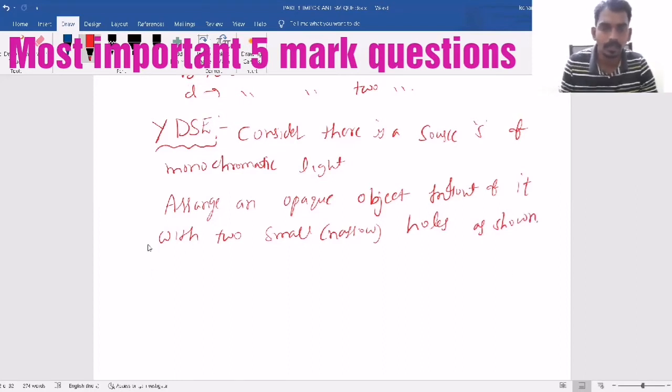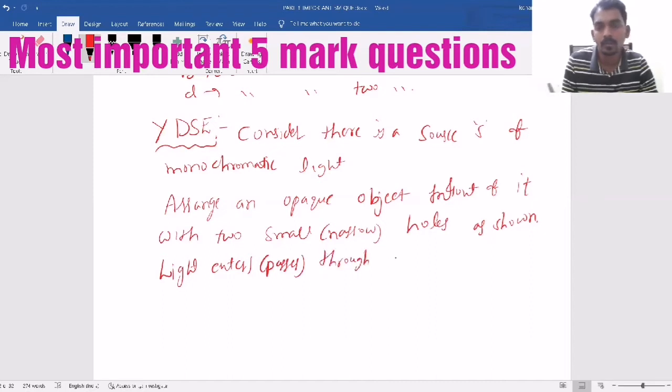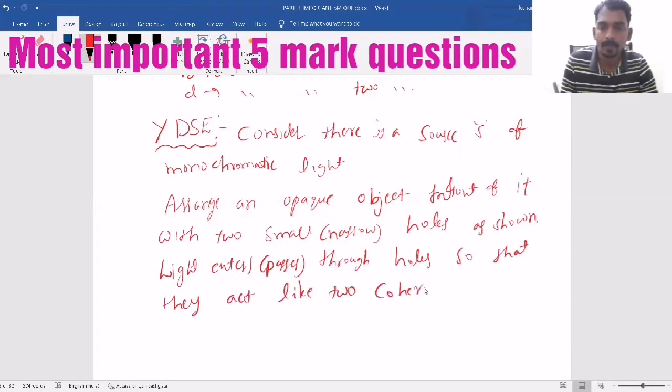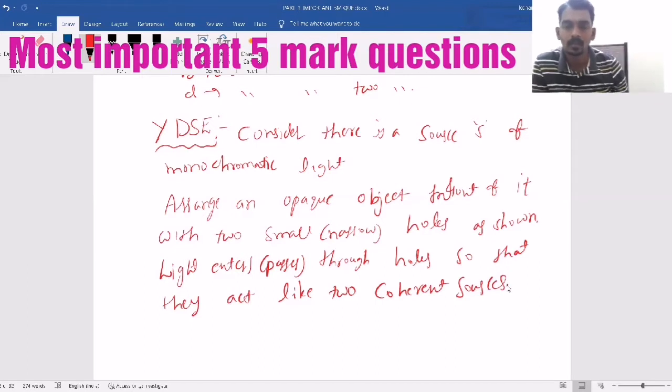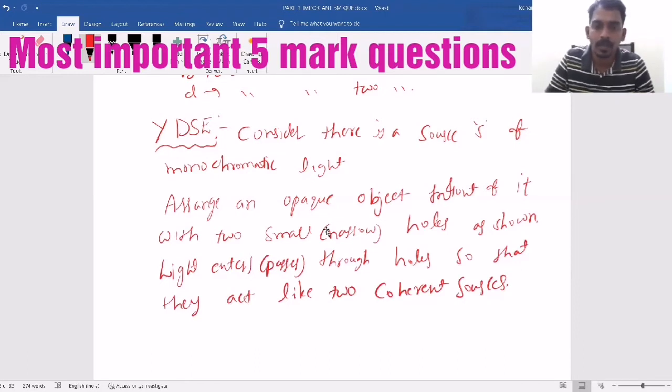Now, what will happen is light enters or passes through the holes so that they act like two coherent sources, because for an interference pattern to be observed, the two sources from which light waves come and interfere must be coherent and the wavelength must be monochromatic. Then only we can observe the interference pattern.